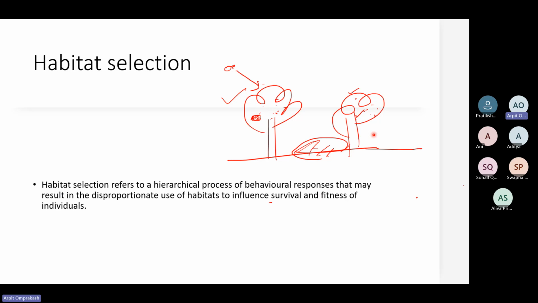Then we talked about habitat selection. Habitat selection is basically the hierarchical process of behavioral responses that may result in disproportionate use of habitats to influence survival and fitness of individuals. So basically, a bird or organism or animal is looking for, or preferring to use, a specific habitat. That is known as habitat selection.